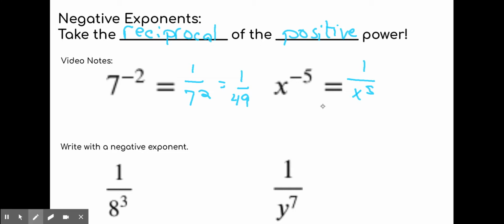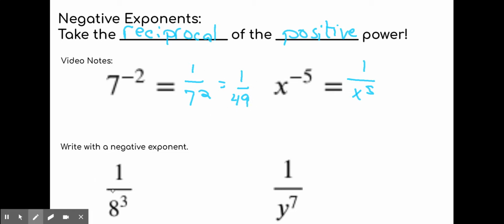Okay, so negative exponents most often have to do with fractions. They will often turn into fractions, and often the numerator will be 1. So this is how we will fix negative exponents most of the time.